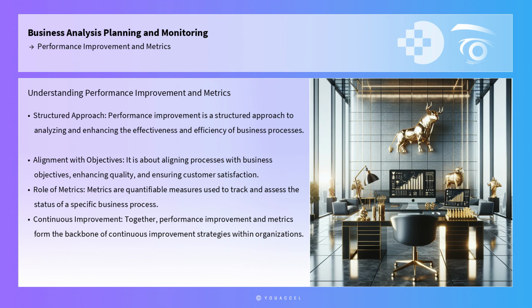Performance improvement is a structured approach to analyzing and enhancing the effectiveness and efficiency of business processes. It is not just about making things faster or cheaper, it is about aligning processes with business objectives, enhancing quality, and ensuring customer satisfaction. Metrics, on the other hand, are quantifiable measures used to track and assess the status of a specific business process. Together, performance improvement and metrics form the backbone of continuous improvement strategies within organizations.